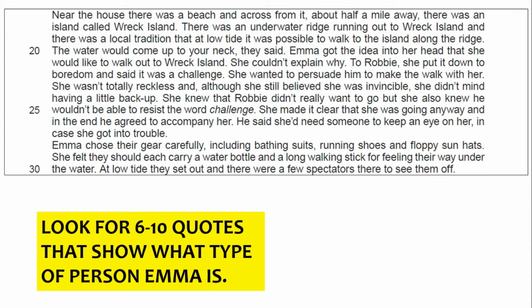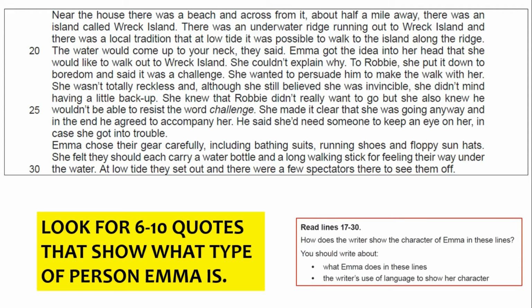Okay, so the question is, how does the writer show the character of Emma? Like any question, what I would do is look at the extract, look at the question, and try to pick out 6 to 10 quotes that show what type of person Emma is. You can do that on your own. Remember the question: how does the writer show the character? So highlight or look at 6 to 10 quotes. This should only take you a minute or so. Pause the video if you need to.